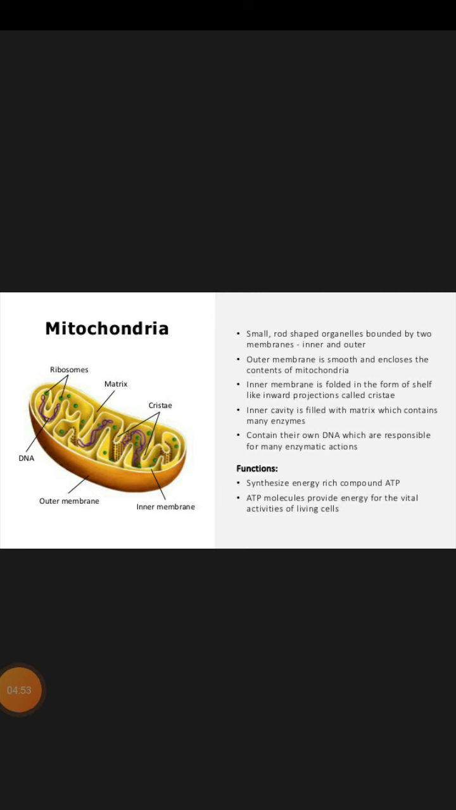Next one is mitochondria. It is known as the powerhouse of the cell because ATP molecule is synthesized here. ATP molecule provides energy to vital activities of living cell. And ATP molecule is itself known as the coin of energy for the body.